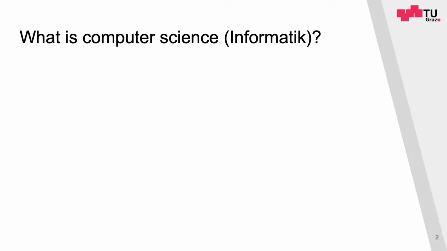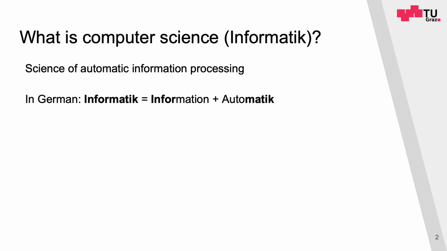Before we start with this lecture, we need to first define what computer science is. Computer science is in German Informatik. So computer science is the science of automatic information processing. And in German, the word Informatik consists of the words information plus automatic.